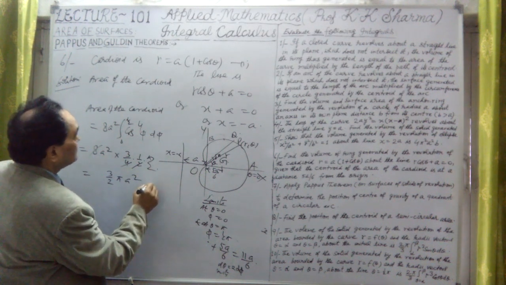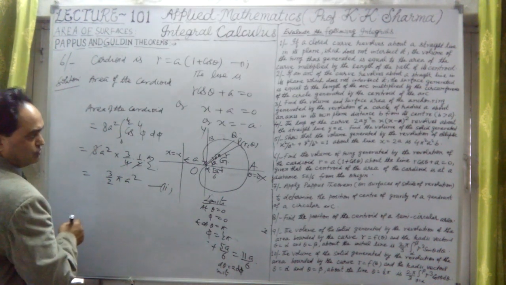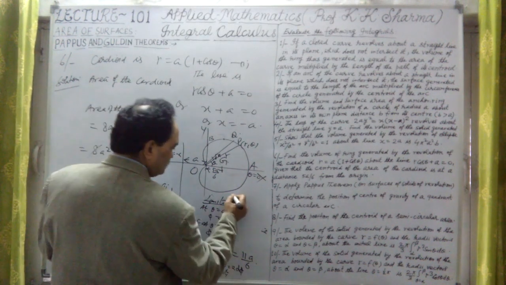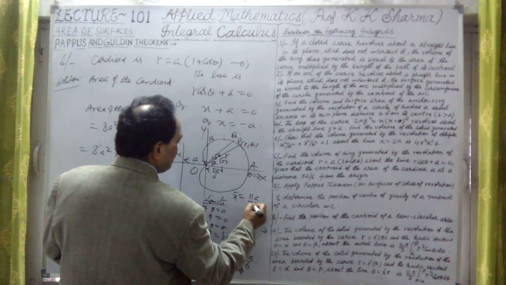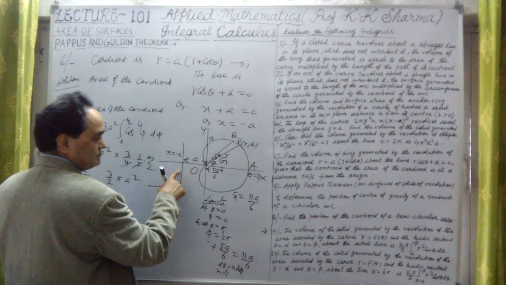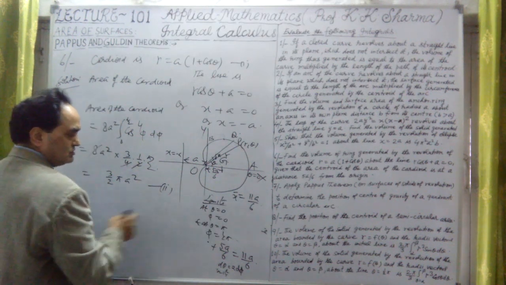This is the area. Now let me take the second equation. Therefore, we know what the volume is. Now this length x bar is, as we have just calculated, 11a upon 6, from this centroid to this line. This is the total length, so x bar is this 11a upon 6.